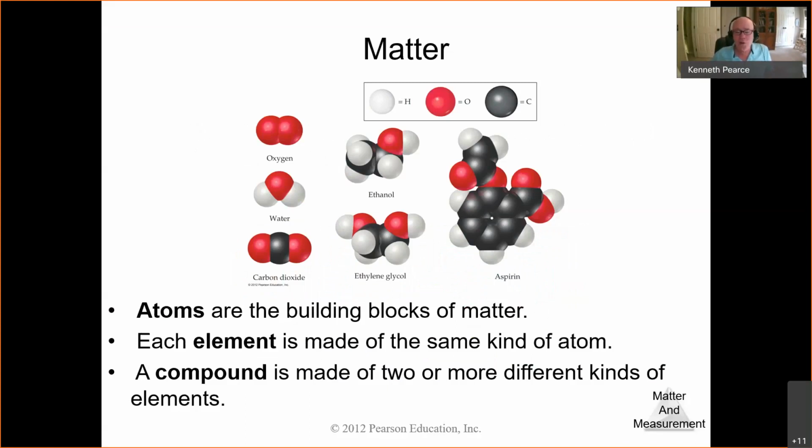Now, where do we find elements? All the elements are on the periodic table. That's where we find them. If you look on the periodic table, there's all the elements. Now, there's only 91 naturally occurring elements. And out of that, not a whole lot of them are terribly important for us at the time. Okay, and when we take two or more elements and put them together, we end up with a compound.